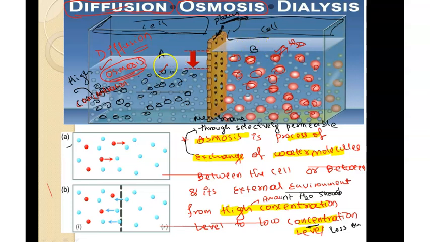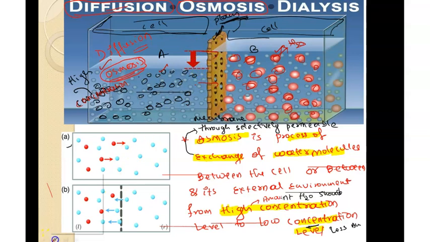The movement of water particles should take place from the higher concentration region to the lower concentration region. Then water particles will start moving from cell A to cell B.